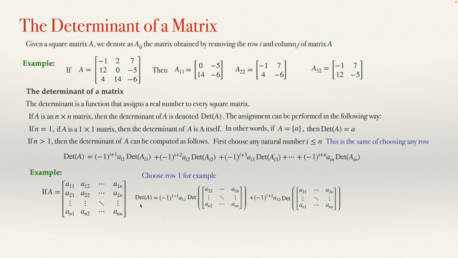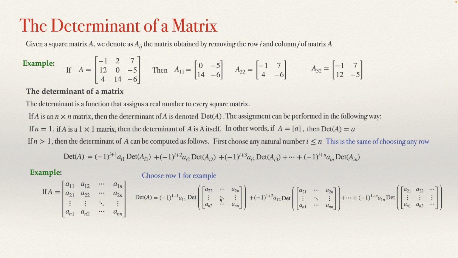And you continue doing the same, then the third element, the fourth element, until the last one. So let's put here some dots. Plus minus 1 to the power 1 plus n. So this depends on n. If n is 5, this number is even: 1 plus 5 is 6, and negative 1 to the power 6 will be positive 1. So this will be a positive number, times A sub 1n, that is this element. And then you are going to remove row 1 and column n, so you are going to obtain this matrix. The remaining matrix is the one whose determinant you need to compute.